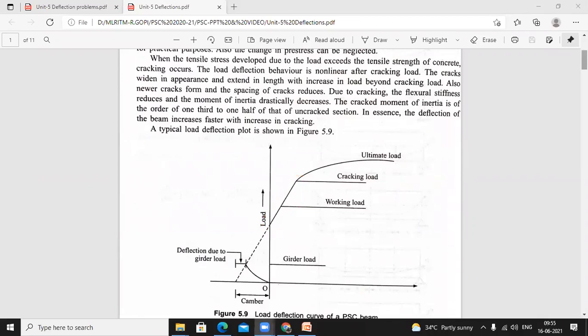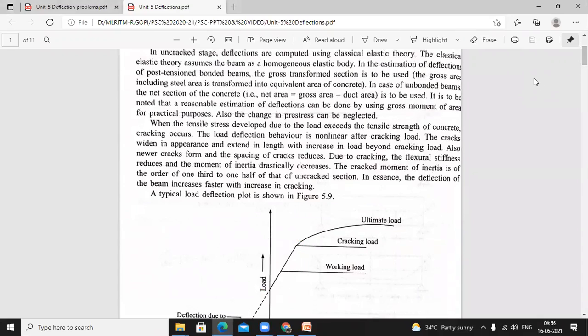Why? Due to cracking, the moment of inertia changes. Before cracking, the section is exactly bd cubed by 12, but now the moment of inertia will change. If a crack happens, the moment of inertia changes, so it behaves like a non-linear curve. Due to cracking, the flexural stiffness reduces and the moment of inertia drastically decreases. This non-linear curvature mainly occurs due to the reduction in the moment of inertia.